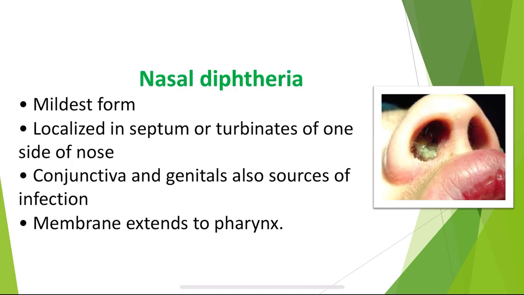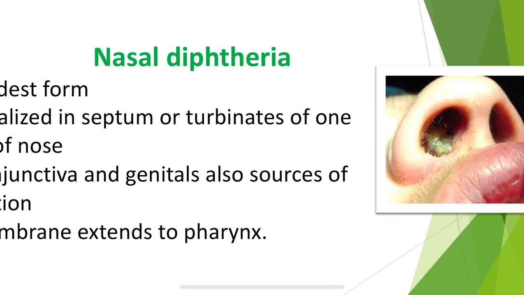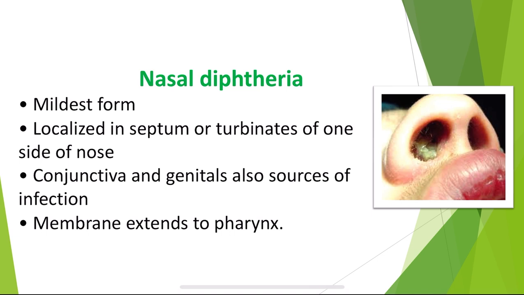Moving further to the nasal diphtheria. Nasal diphtheria is the mildest form of diphtheria. It is localized in the septum or turbinates of one side of the nose. You can see in the picture here the pseudomembrane or the diphtheritic membrane. It is localized to one side of the nose, one turbinate of the nose, or it is also present on the septum of the nose. Conjunctiva and genitals are also the sources of infection. The membrane may later extend into the pharynx.